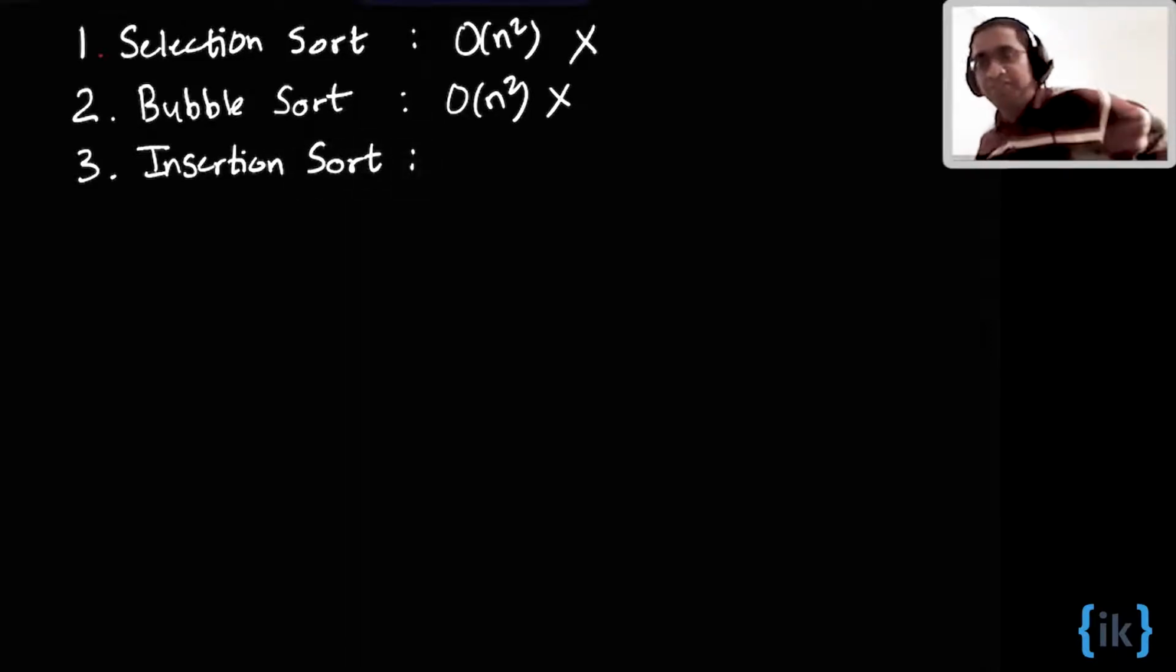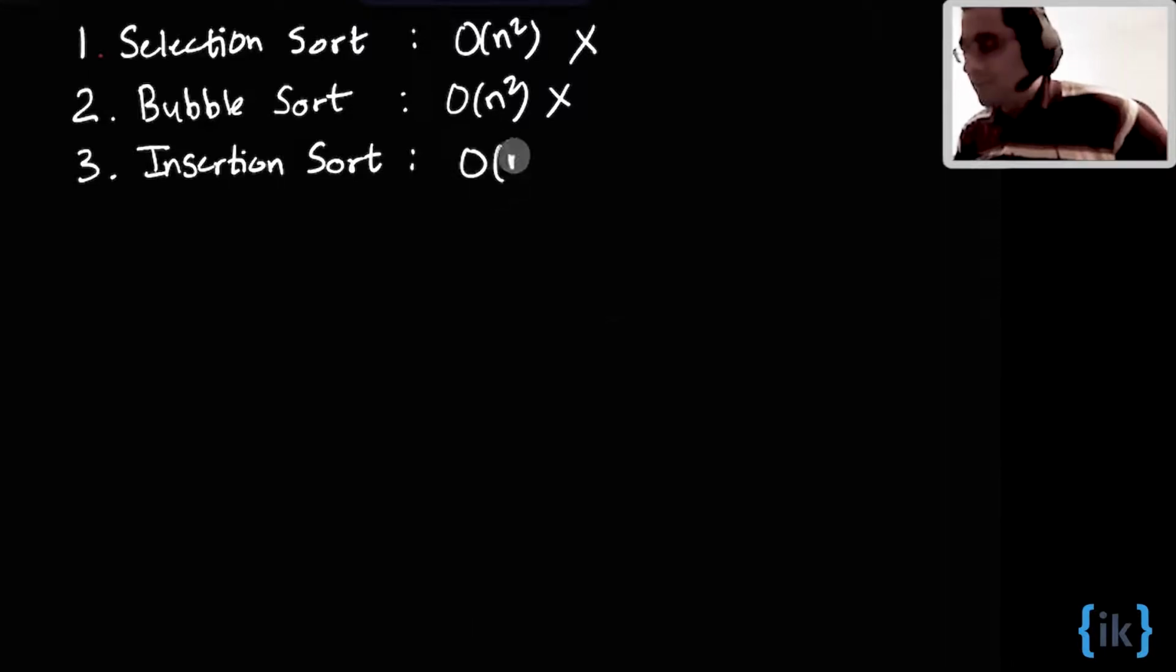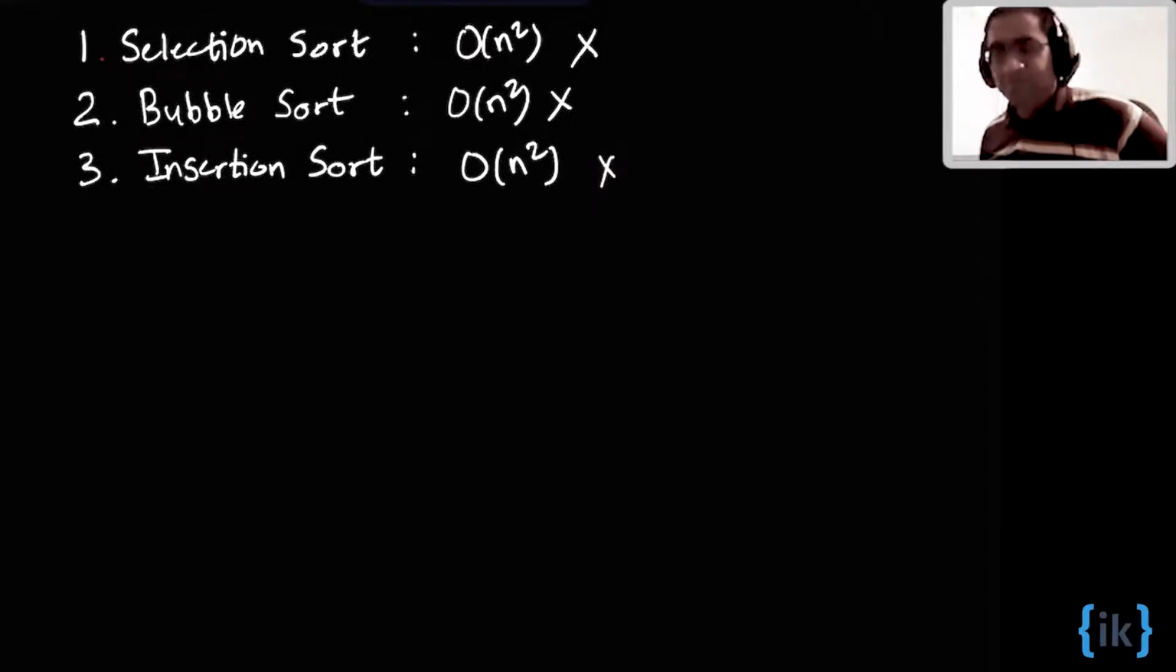Insertion sort, what's the worst case there? It's n squared. So based on this, we wouldn't use insertion sort. But having said that, there are some circumstances where insertion sort is useful.